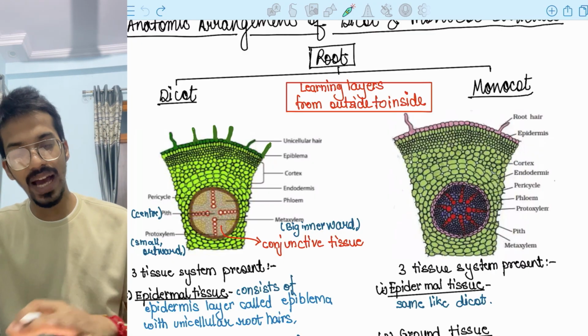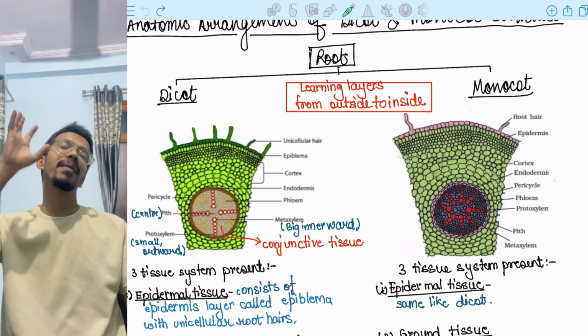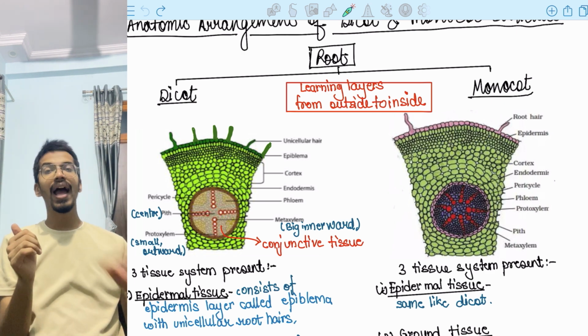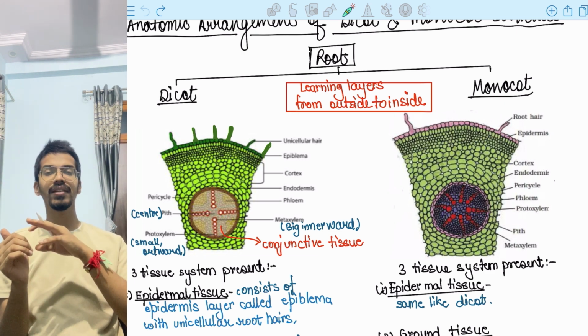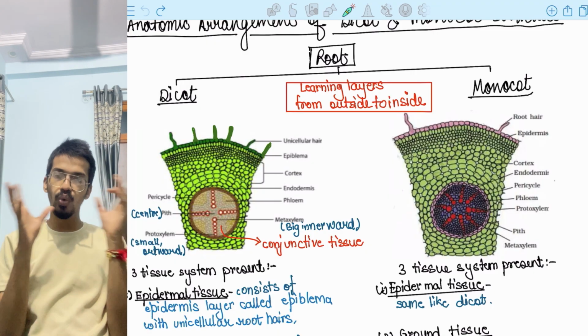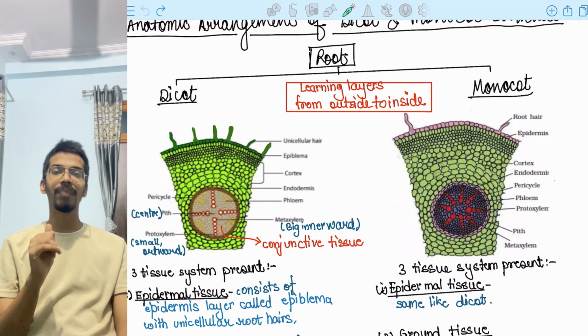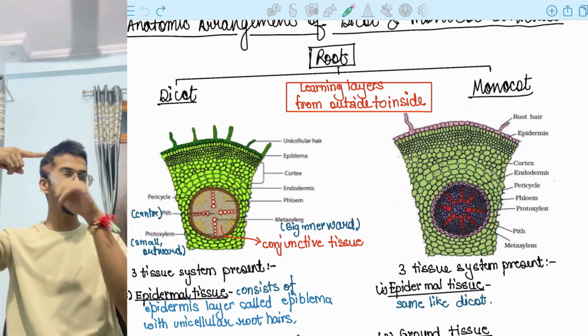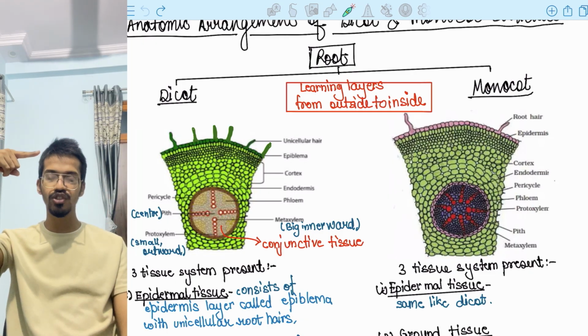Now if we see the dicots and the monocots, I'm telling you we're going to be seeing from the outside towards the center, as well as the difference between monocot and dicot, and we have divided the whole thing into 3 parts. What are the 3 parts? How the epidermis tissue looks like in each of them and how different they are from each other.